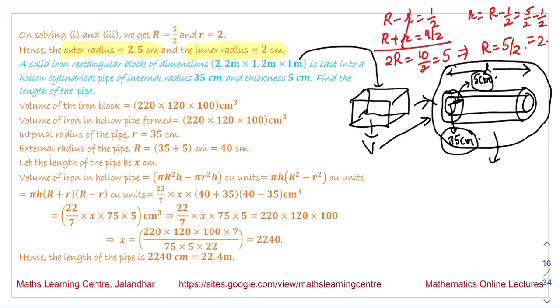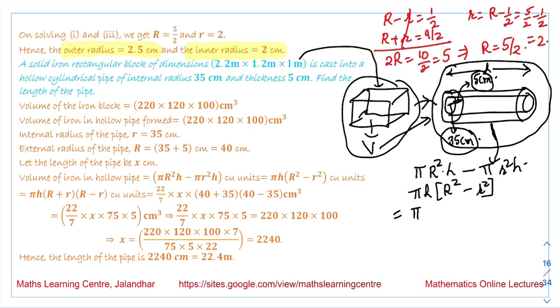So what is the volume of this, we have to calculate. To calculate the volume, we will calculate the volume of the outer region, πR²H, minus the volume of the internal region. So πH is common and we are left with R² − r². So this is equal to the volume of this cuboid, which is 2.2 into 1.2 into 1 meter cube. So the answer we will get, 2.2 you can write as 22 by 10 into 12 by 10.